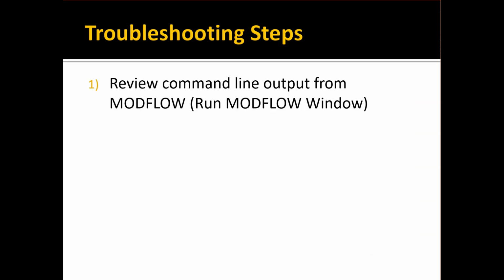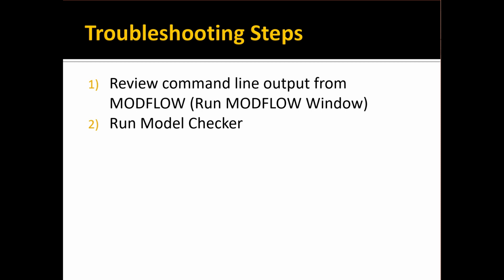First thing you should do is review the command line output from MODFLOW. When you run MODFLOW, there's a little window that pops up in GMS that we call the model wrapper, and it echoes the command line output from MODFLOW. And there's information there that can help you get started. First of all, that's how you find out that your model didn't converge. It will tell you MODFLOW failed to converge. And so that's the first thing we look at.